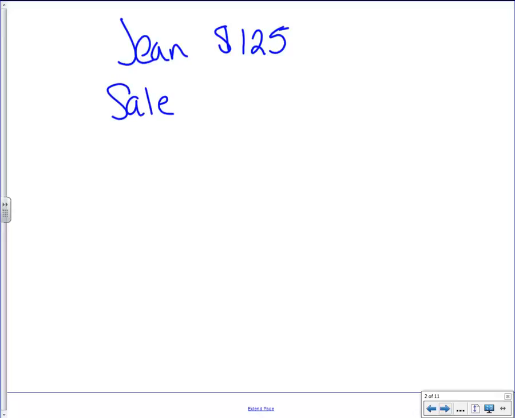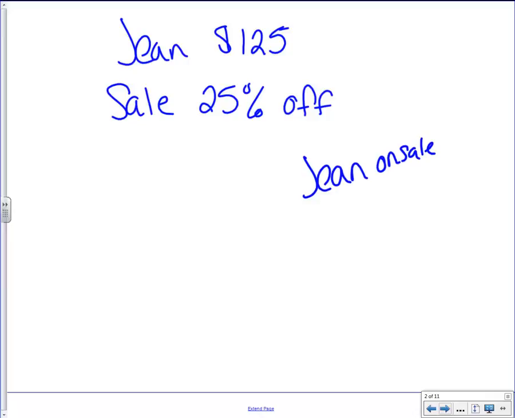All right, the next one: I have a pair of jeans that I've been searching high and low for, and they are actually $125. I will not buy them at that price because they are not on sale, but when they are on sale, I hunt for really good prices, really good bargains. And so I found my favorite pair of jeans for $125, but they're on sale for 25% off. So what am I trying to find for this problem? I want to know how much my jeans are going to cost me while they're on sale. Jeans that are on sale, how much do they cost?